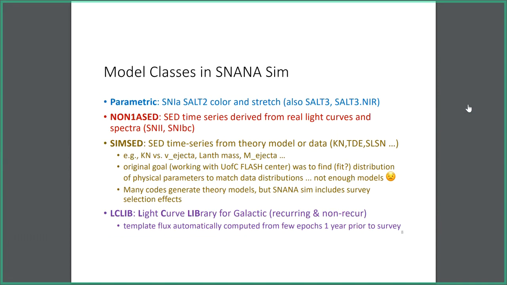And of course, many codes can generate theory models, but the nice thing about SNANA is it includes all the survey selection effects. So you can start with your underlying theory model and then produce what you would actually observe. And then lastly, as I mentioned before, there's this light curve library for galactic transients, both recurring and non-recurring.